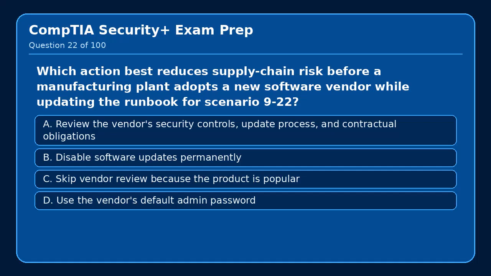The answer is A. Review the vendor's security controls, update process, and contractual obligations. Vendor assessment helps identify risks introduced by third-party software and support processes. Popularity, default credentials, and disabled updates leave supply chain weaknesses unmanaged.